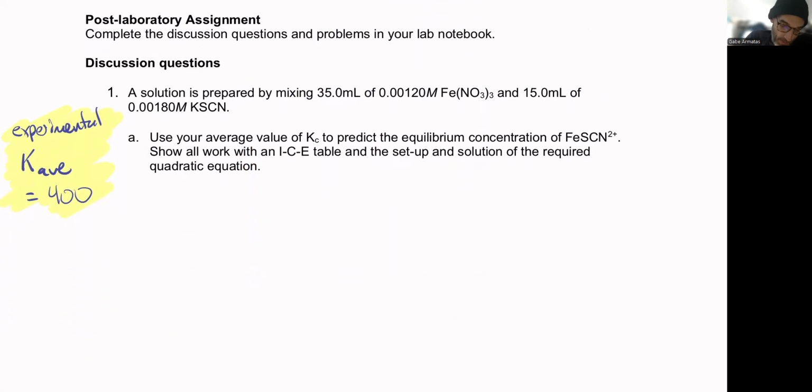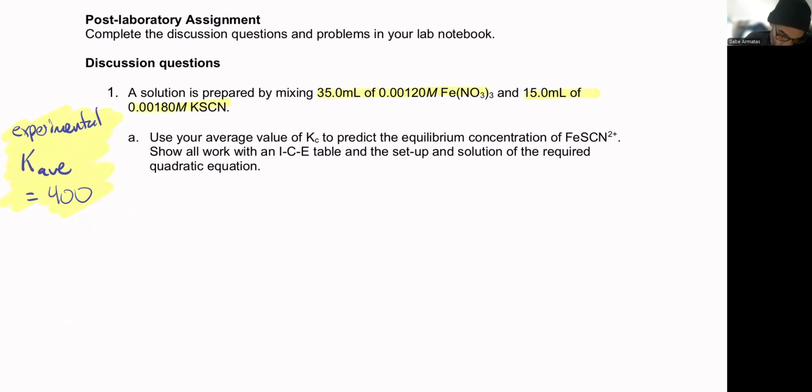A solution is prepared by mixing 35 mL of an iron solution and 15 mL of a KSCN solution. Using your average K value, predict the concentration of FeSCN2+, with an ICE table setup and solution required. So we're given K, and I'm asking for equilibrium numbers. Again, there's only two ways this happens: either I provide you equilibrium values and you provide me K, or I provide you K, and vice versa.